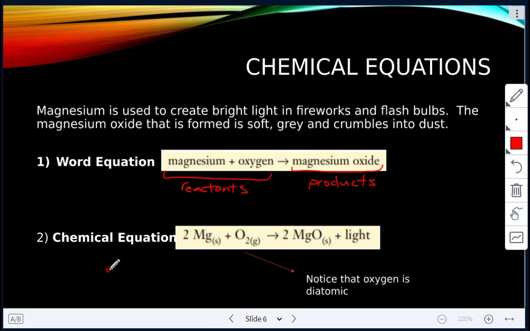Secondly, we can write this as a chemical equation. Here we have 2Mg (solid) plus O2 (gas) produces 2MgO plus light. One thing to note when writing chemical reactions is that the diatomic molecules we talked about will apply here. Oxygen is diatomic, so it is written as O2. We also have the subscripts showing the state of matter: S for solid, G for gas, L for liquid, and AQ, which stood for aqueous.